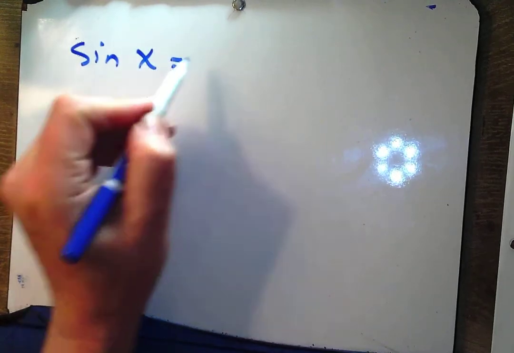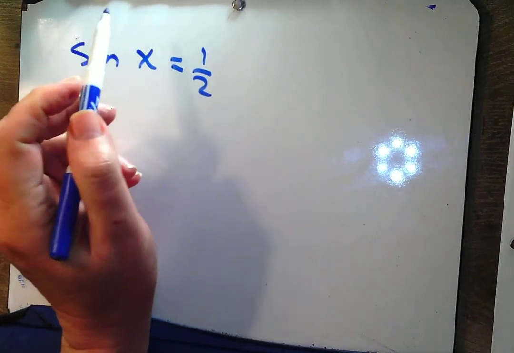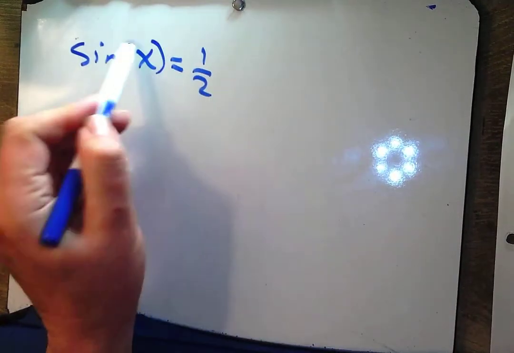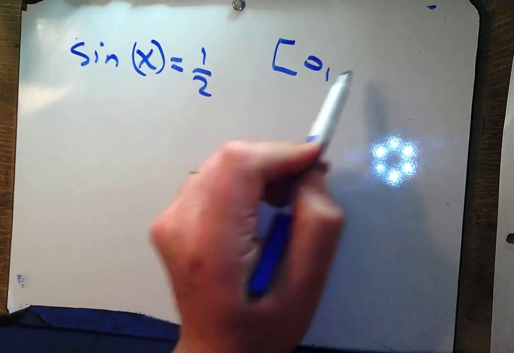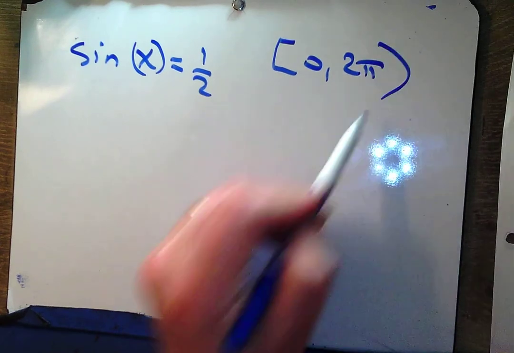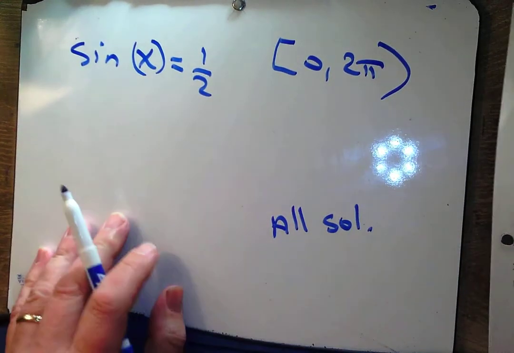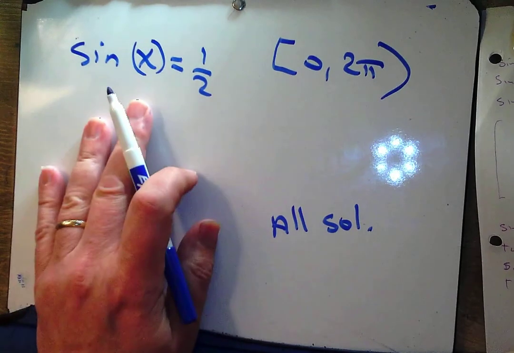Sine x equals 1/2. So this should be easy peasy for you. Let's do 0 to 2 pi. And let's also do all solutions, because I'm going somewhere with this today. This is the start of the new stuff.